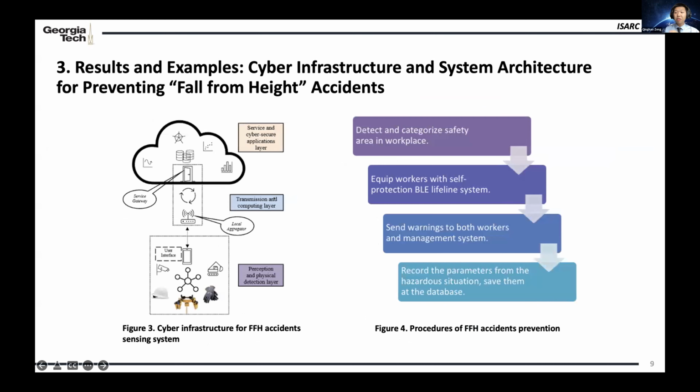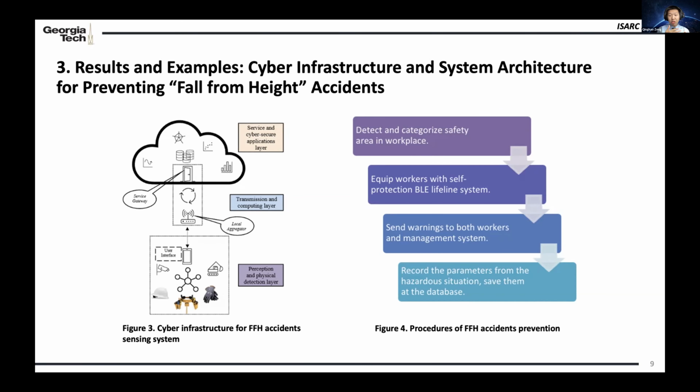The next slide is the second subsection, which is the cyber infrastructure and system architecture for preventing the FFH accidents. In the figure displayed on the left-hand side, there are 3 major layers in the sensing system, which are the perception and physical detection layer, transmission and computing layer, and service and cyber secure applications layer. The first layer, the perception and physical detection layer, is responsible for collecting and sending the data about the real-time status information for both workers and workplace conditions.